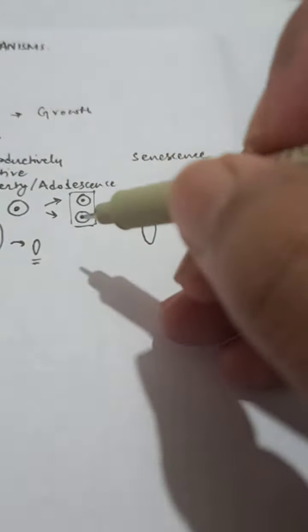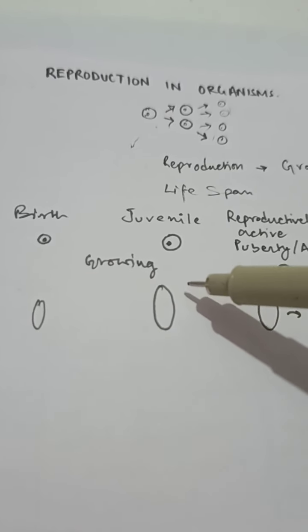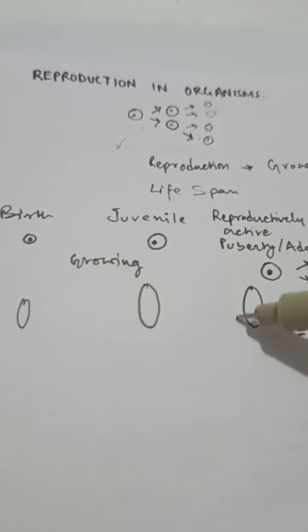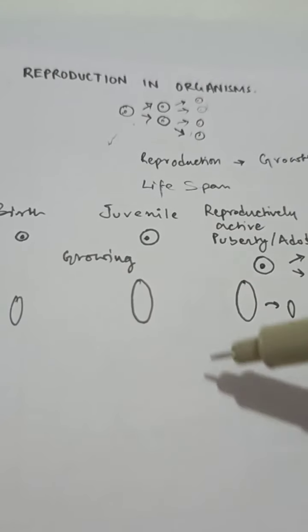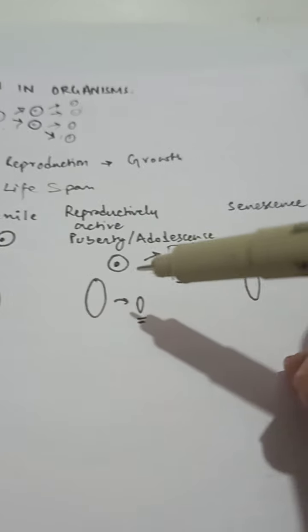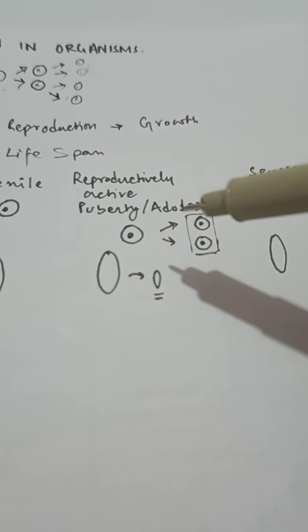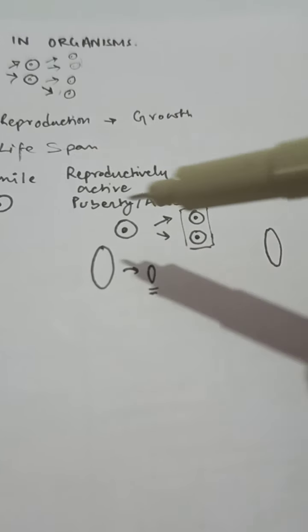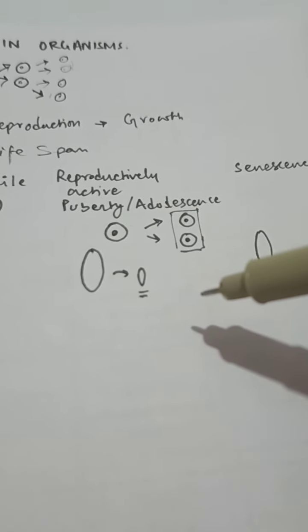Okay, that means this organism, after birth, will keep on growing bigger, which is the juvenile phase, where it cannot reproduce but just grows itself and gets itself ready for the phase of reproduction. Then after that, it will enter the phase of reproductive maturity, or the reproductively active stage, which is attained by the stage of puberty, or adolescence.